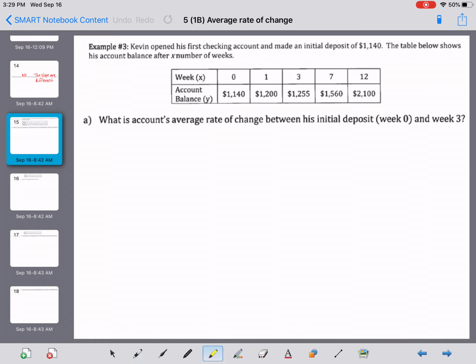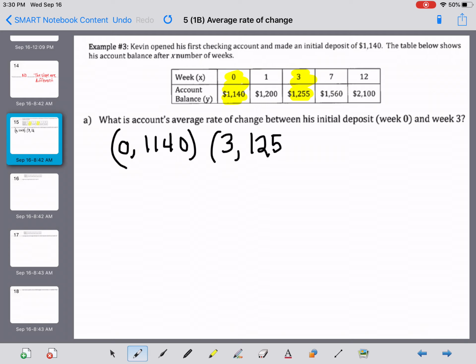So if we look at what we're working with here, we're going to work with this column, week 0 and week 3 for this problem. So when we come back over here, our ordered pairs are going to be 0, 1,140, and 3, 1,255.